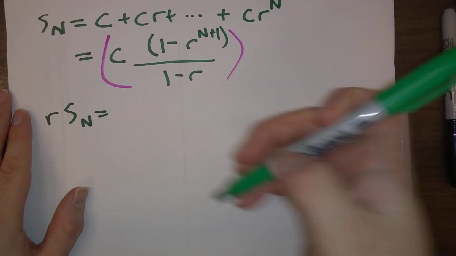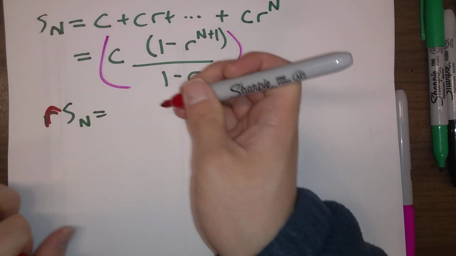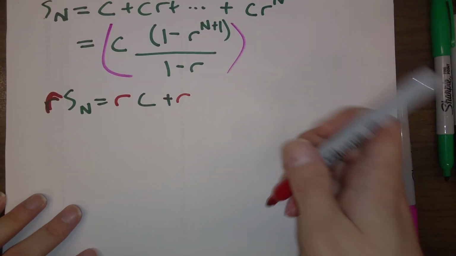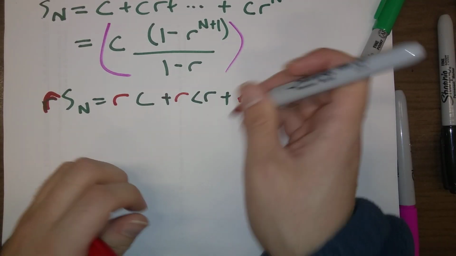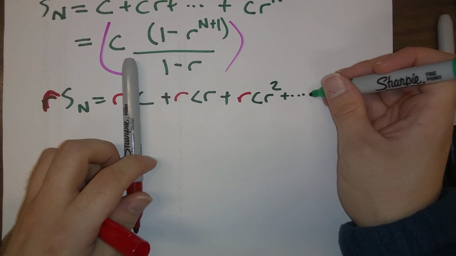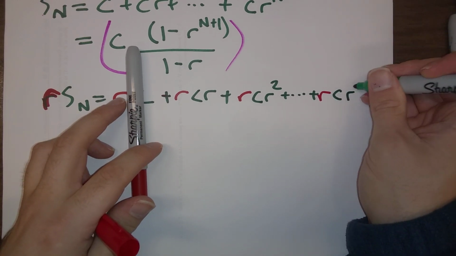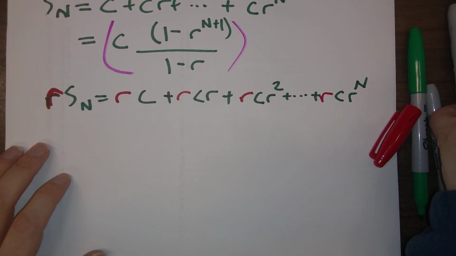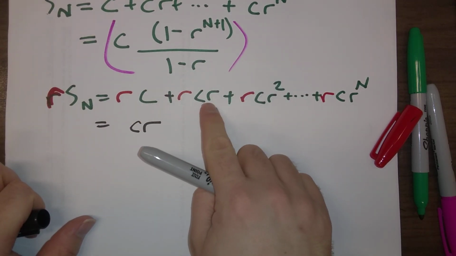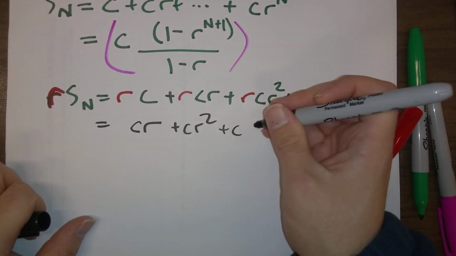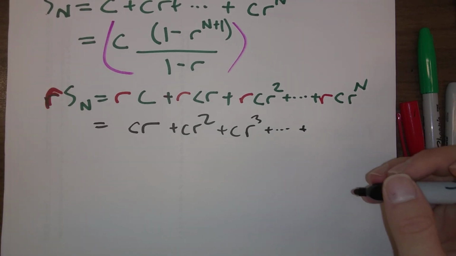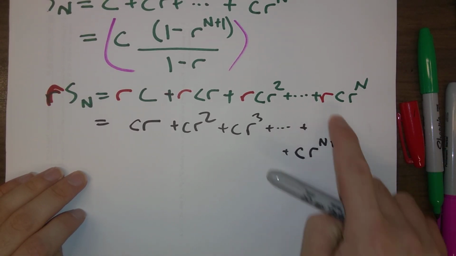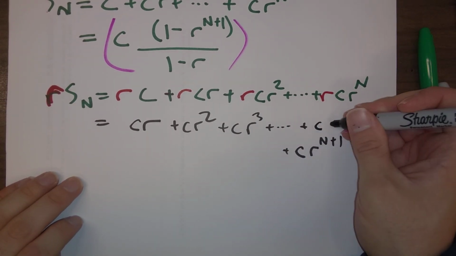What do we end up with? Let me change that r to a different color: r times c, plus r times cr, plus r times cr squared, plus dot dot dot, plus r times c times r to the N. So just distribute out the multiplication, multiply each of the terms up here by r, and take a look at what happens. This is just c times r. This is c times r squared. This is c times r cubed. And then there's going to be a c times r to the N plus 1, because we have c times r to the N, and then add on another factor of r, that gives us r to the N plus 1. The previous term here would be c times r to the N.